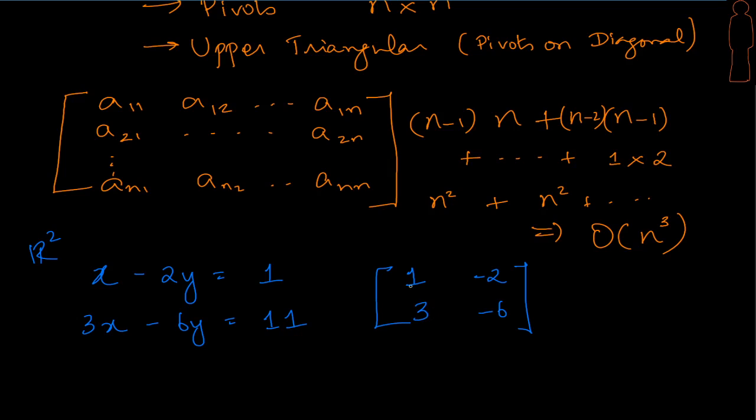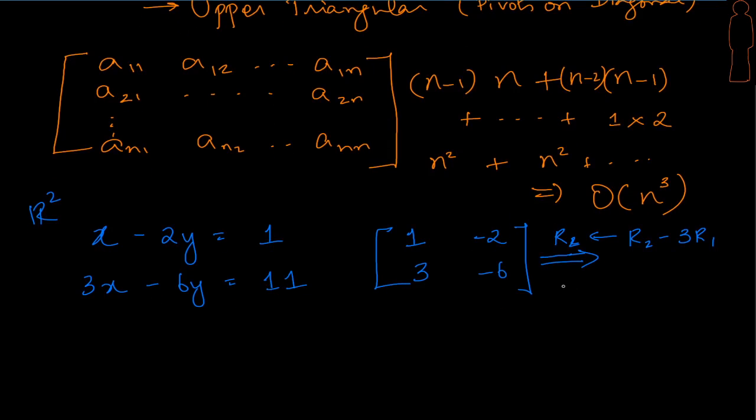Therefore, what's the pivot? Pivot is 1. So I need to take this coefficient divided by 1. So that's the multiplier, that's 3. So what is the row operation that we want to perform, right? We want to change row 2. Row 2 is going to be set to row 2 minus 3 times R1, right? How did I get this? This coefficient divided by this pivot, and that's this multiplier. Okay, so let's do this operation.